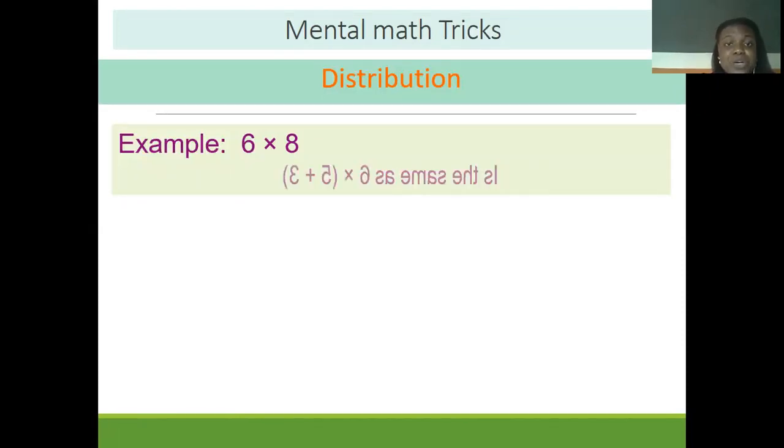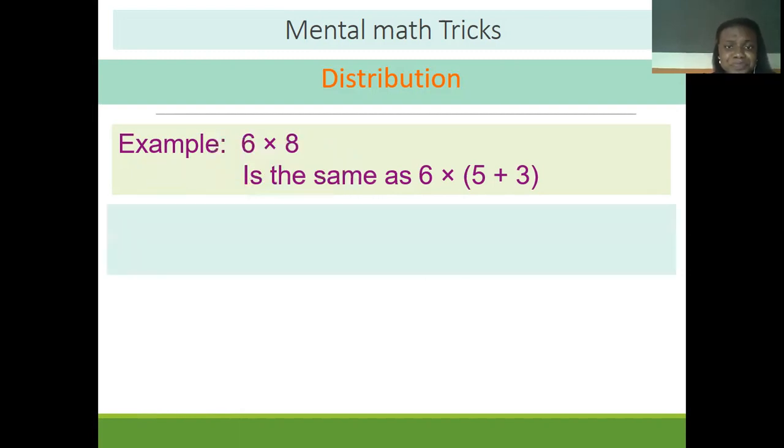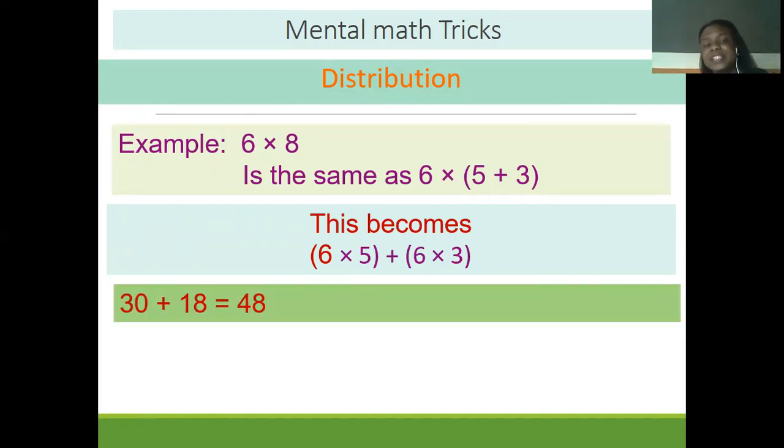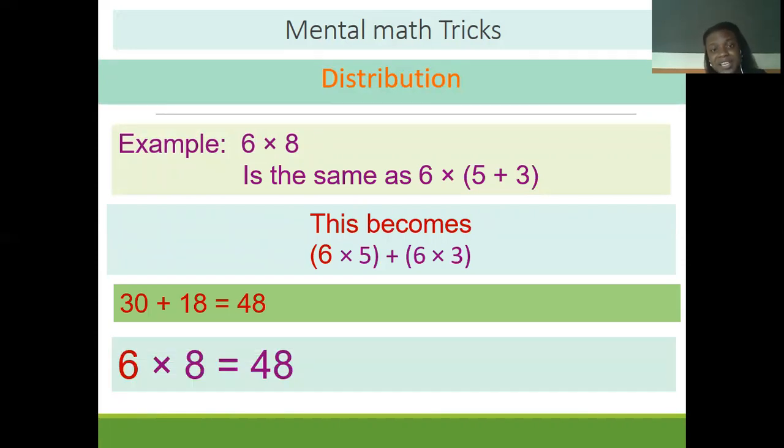So for example, 6 times 8 is the same as 6 times (5 plus 3). Then you can multiply each of these terms one after the other, and you can now move on. So we should have something like this: 6 times 5 plus 6 times 3. So instead of 6 times 8, you can do 6 times 5, 30, plus 6 times 3, 18, and that gives us 48. So if you check back, you see that, of course, 6 times 8 is 48.